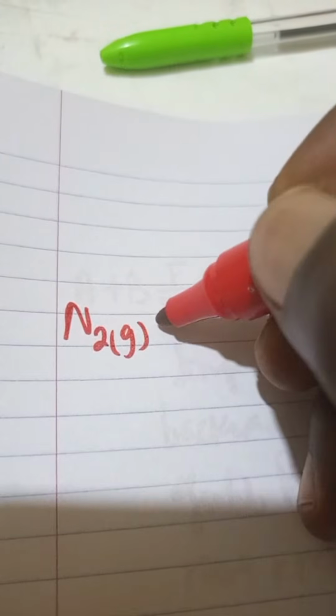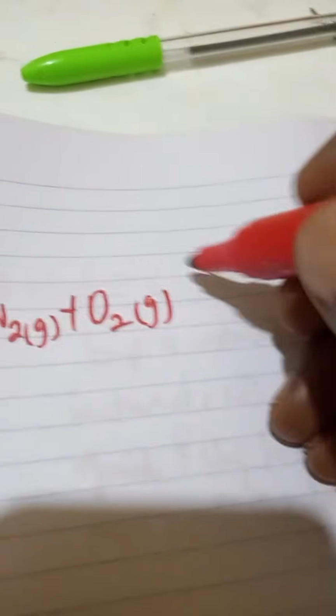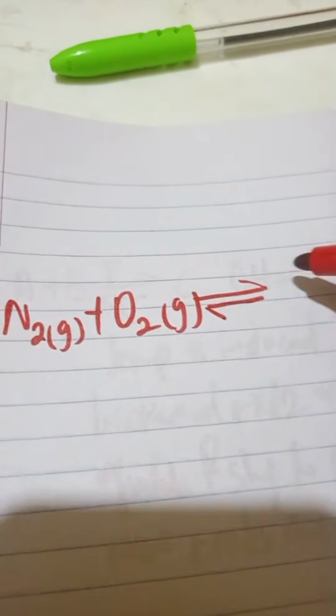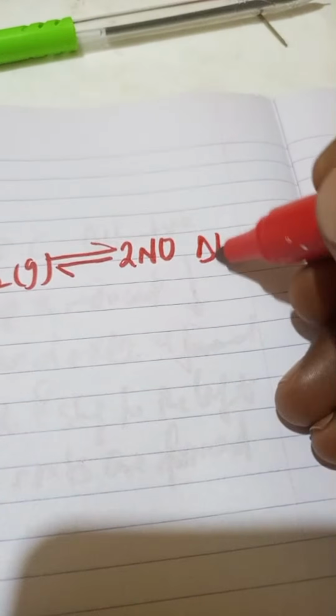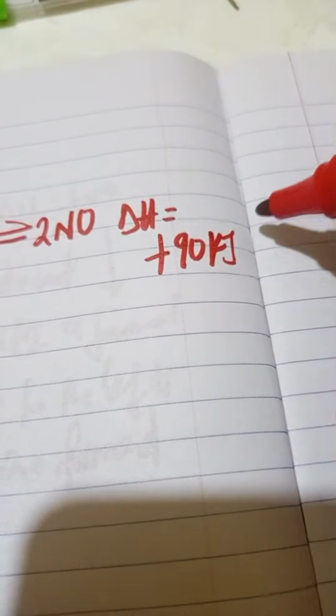Look at this JAMB question. It says, given the reaction N2 gas, nitrogen gas, plus O2 gas at equilibrium gives 2NO, and delta H is positive 90 kilojoule per mole. This is per mole. Don't mind, this book is too small. So they now ask, it's endothermic or exothermic. So the question is, what will happen if the temperature is increased?